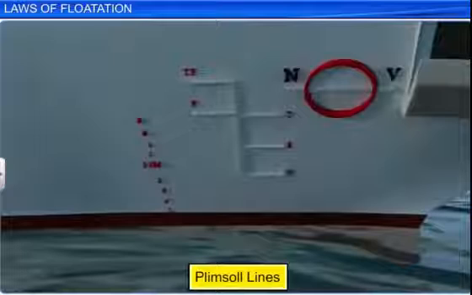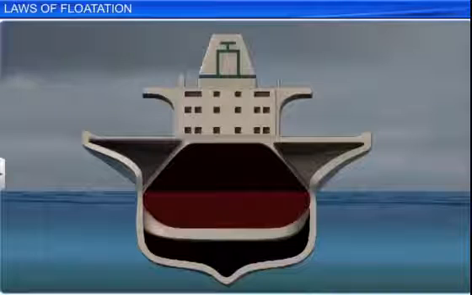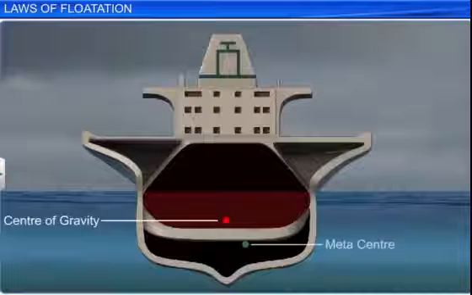Plimsoll lines indicate the safe limit for loading a ship in water of a particular density. If the ship is not sufficiently loaded, it can overturn in a rough sea. This is because, in such a situation, the ship's center of gravity tends to be higher than the metacenter. As a consequence, the ship will be in unstable equilibrium.